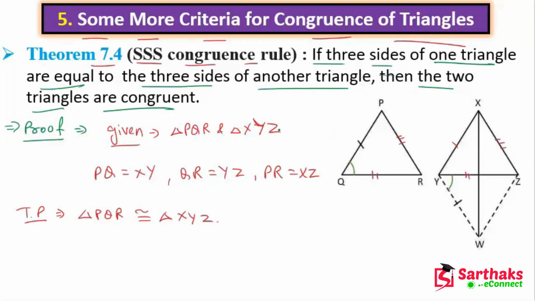Now in the construction, we are drawing a line XW from point X which intersects YZ, such that angle WYZ, means this angle, is equal to angle PQR, and WY is equal to PQ. Now join WZ.